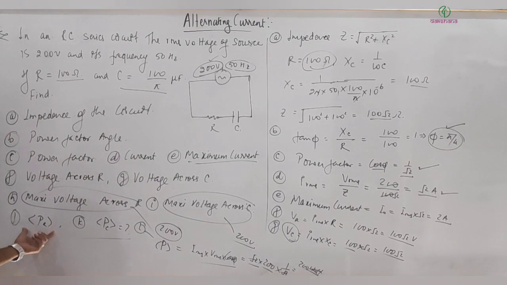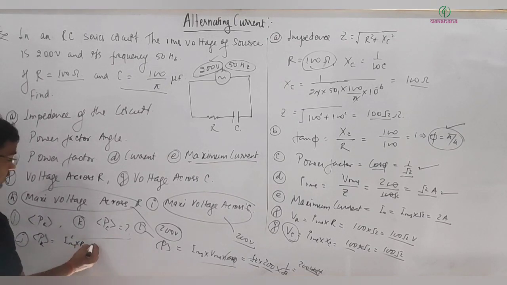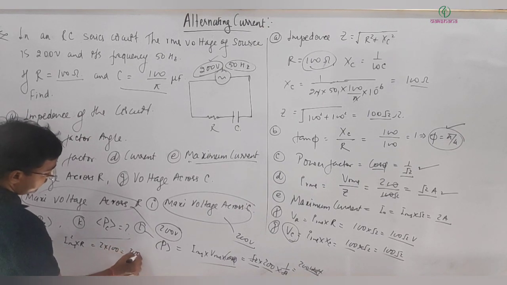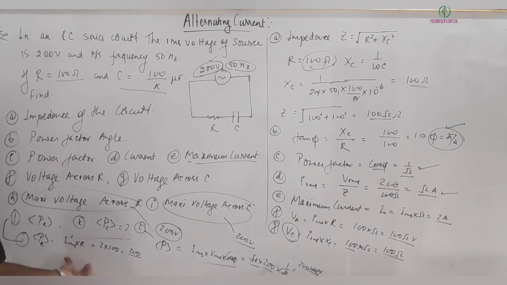Another thing, power across resistor. So let me write this J. Average power across resistor will be equal to what? We will write it I RMS square into R. I RMS square is how much? I RMS is root 2. So this is actually 2 multiplied by R, which is 100. That means 200. Clear? Right?